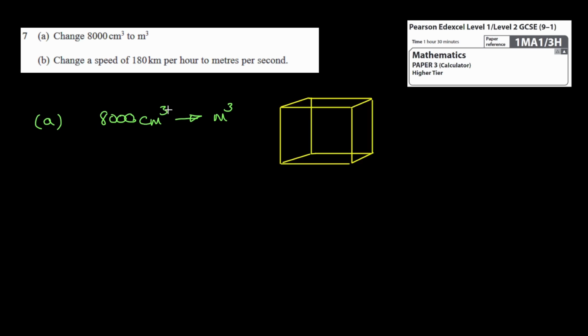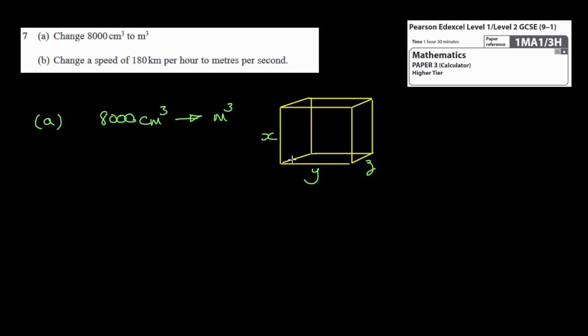Question 7 is a question on changing units. In part A, we've been asked to change 8,000 centimetres cubed to metres cubed. We're dealing with a volume here. So this 8,000 is the result of my multiplying this length by this length by this length.